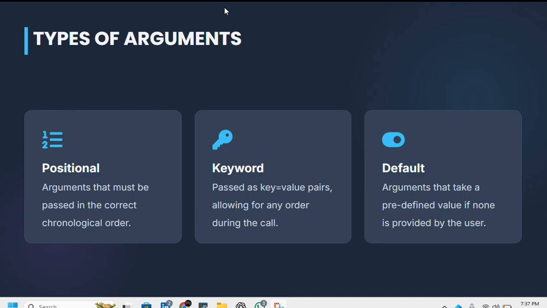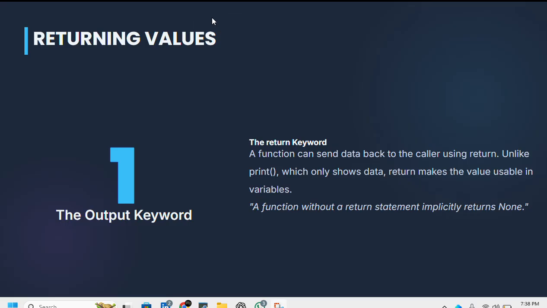Actually, a function often needs data to work with. We pass this data using arguments. Positional arguments must be passed in the correct order, and keyword arguments allow you to pass values by name, making the code more readable. And default arguments are lifesavers. They provide a fallback value if the user forgets to provide one, preventing the program from crashing. Now we will move toward the next slide, that is returning values.